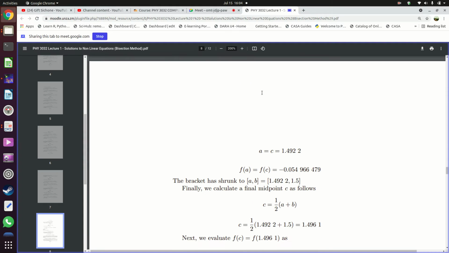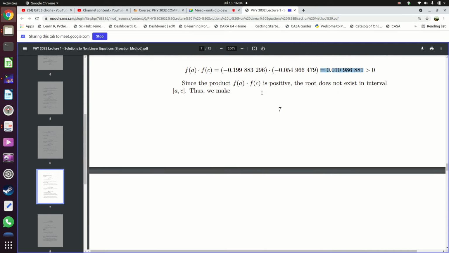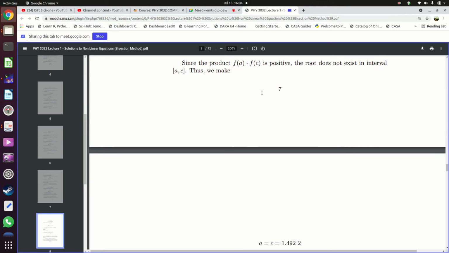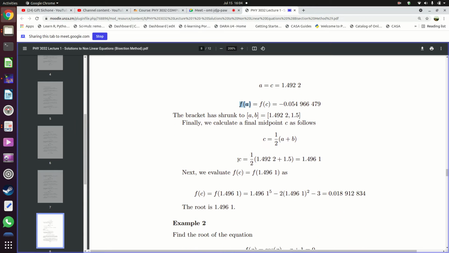Now that our bracket is okay, there's still something. In this case, you make your midpoint C, which is equal now to 1.4922. You make your midpoint C become A, and you make the value of the function at the midpoint, which is equal to minus 0.054966, become your f of A. The midpoint is very small now, but I think you can make one more guess.